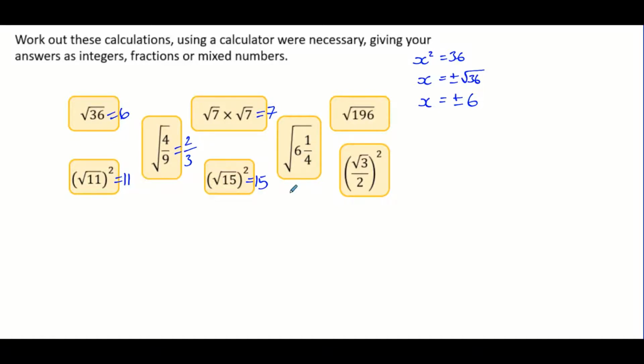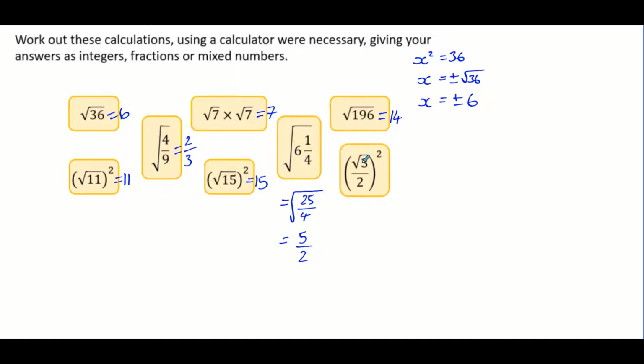What about this one? 6 1/4. Well, 6 whole ones would be 24 quarters, add the 1, so that would be 25 quarters, and we want the square root of that. So the square root of 25 is 5, and the square root of 4 is 2. So 5/2, or 2.5. Rational again. Square root of 196. Now, it's a good idea before your GCSEs to try and learn the square numbers up to 20 squared is 400. If you've done that, you would know that 196 is 14 squared. So the square root of 196 is 14.